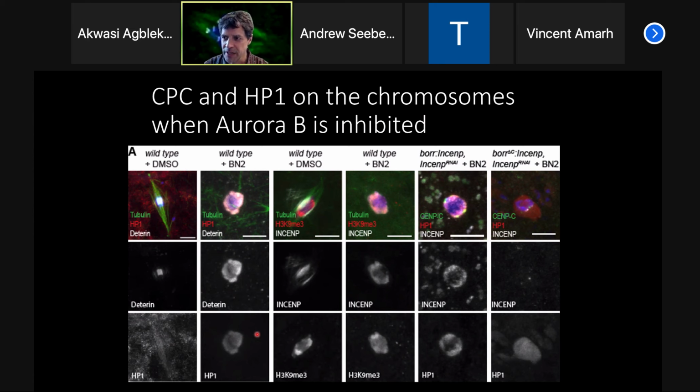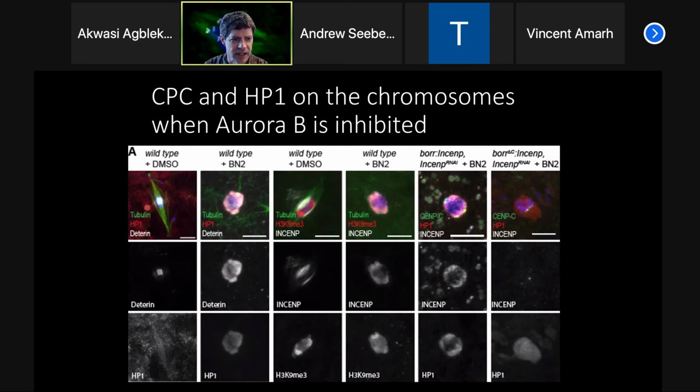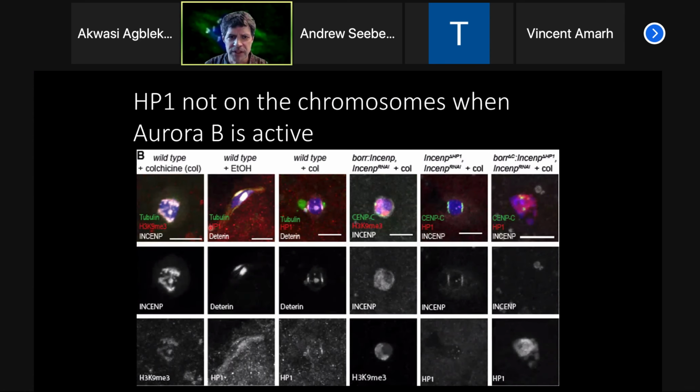So to test if it's really the kinase, we use colchicine. So again, we're treating oocytes that kind of look like this with a drug that gets rid of microtubules. Now BN2 gets rid of microtubules because Aurora B is needed for microtubules. Why colchicine gets rid of microtubules, I don't actually know. But I know that it doesn't inhibit Aurora B. And so now we're testing what happens if the microtubules are gone, but Aurora B is still active. And so what you see, as I showed you before at the beginning of the talk, is that the chromosomal passenger complex goes back to the chromosomes. Shown here with Deterin going back to the chromosomes.